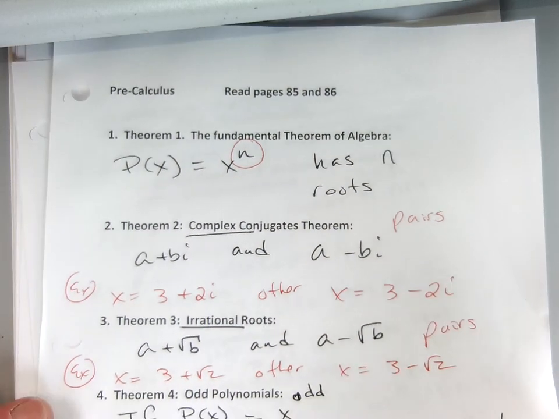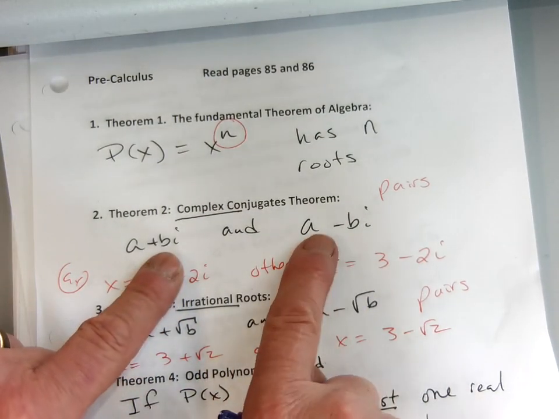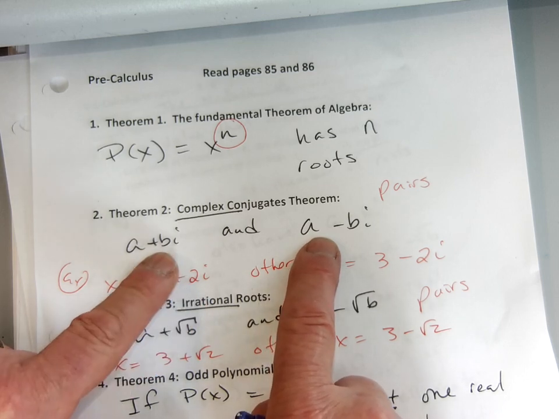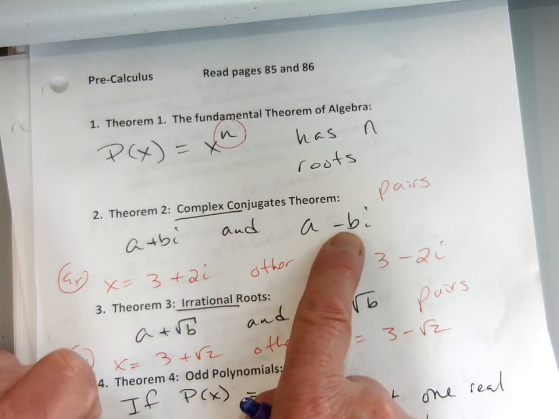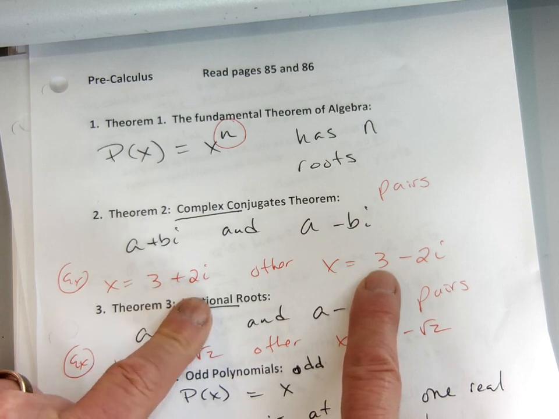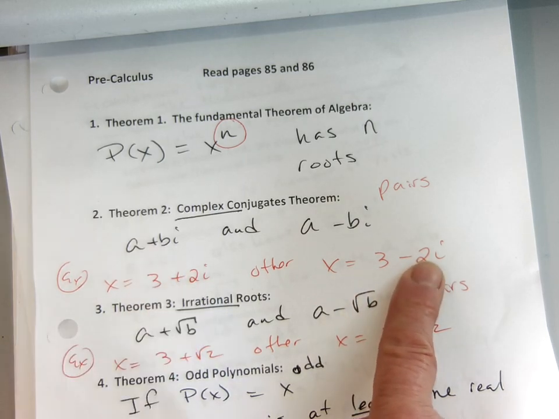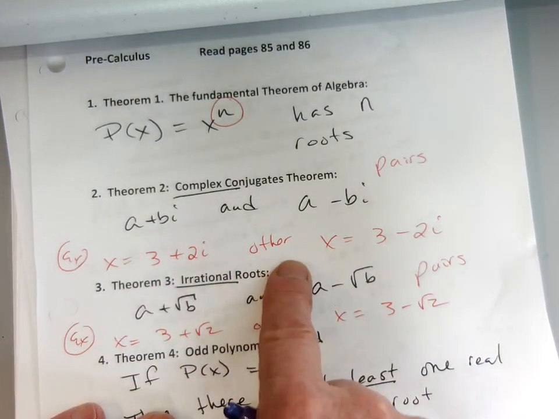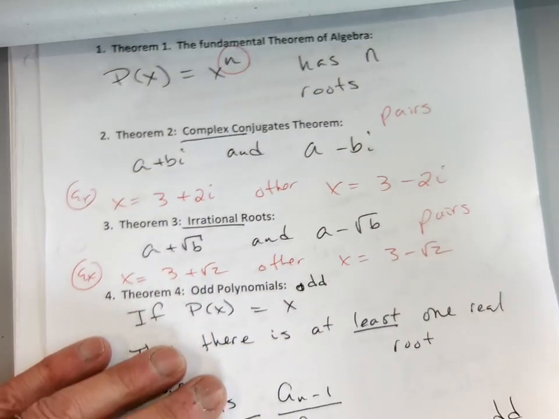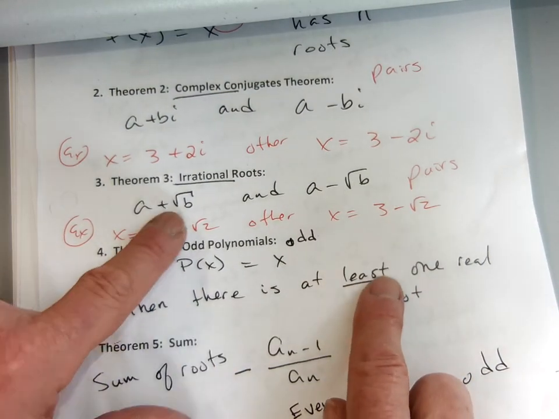We know that. Theorem 2 tells us they come in pairs. So if one answer is plus an i, then the other one's got to be a minus i. So I gave 2 examples, 3 plus 2i and 3 minus 2i. Okay? And again, we knew that too. That was the second theorem. They come in pairs. Same thing with square roots. They come in pairs, right?